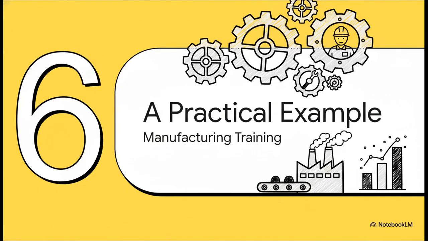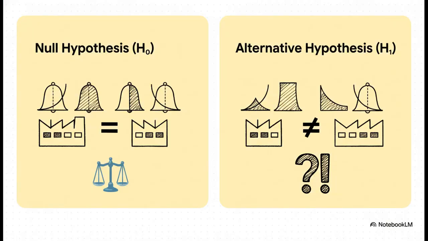All right, enough theory. Let's make this real. We're going to walk through a quick example about operator training at a manufacturing company. So here's the setup. We've got 4 different training facilities. And the big question is, are they all equally effective? So our starting assumption, the null hypothesis, is that, nope, there's no difference. The test scores are basically the same across all 4. The alternative hypothesis is that, at least one of these facilities is different from the others.